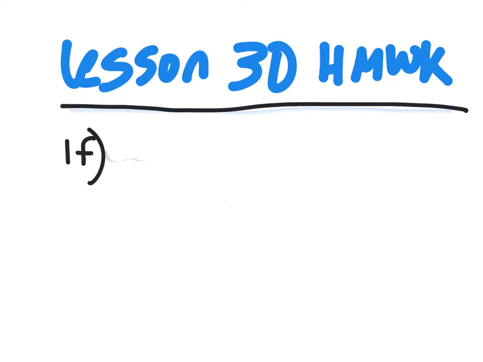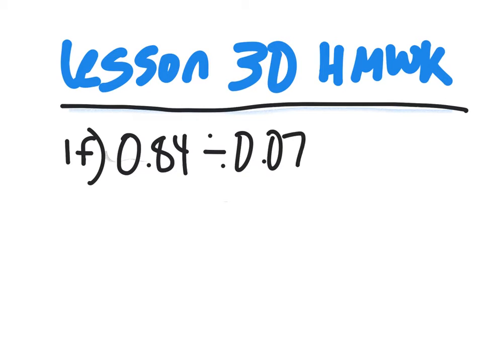Today's math lesson is lesson 30. The lesson objective is to divide decimals by non-unit decimal divisors. 1F from their homework is 84 hundredths divided by 7 hundredths. The way that we will do this is we will set it up as a fraction.